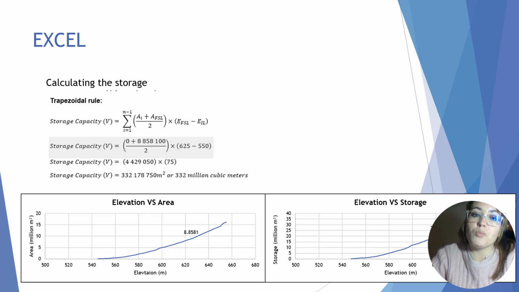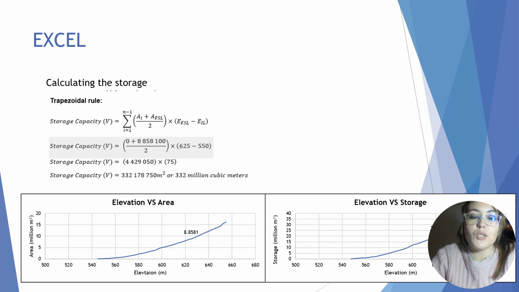I use the trapezoidal rule method, whereby you take the area of a contour plus the area of the next higher contour and divide by 2. You multiply this value with the elevation of the higher contour minus the elevation of the lower contour. This will then give you the storage for that specific elevation. This was completed for each item and each elevation.